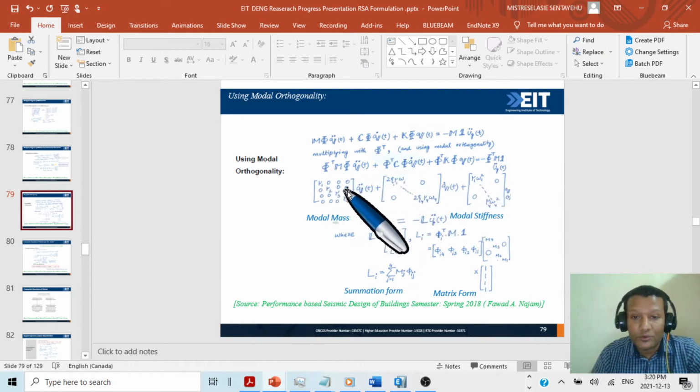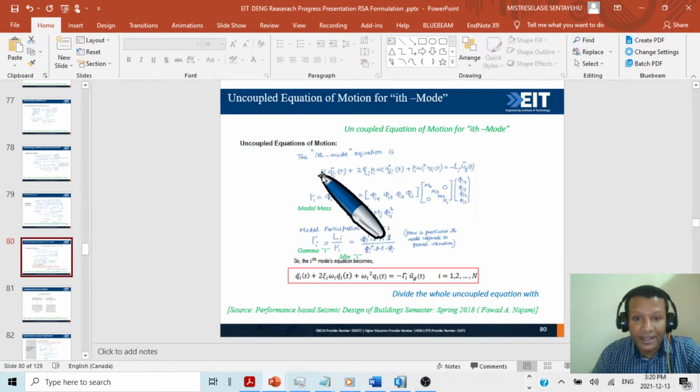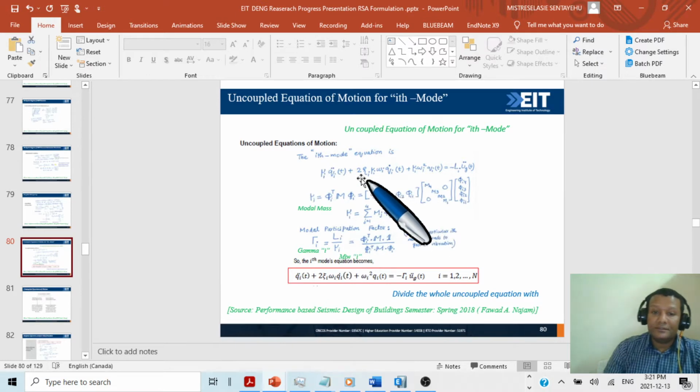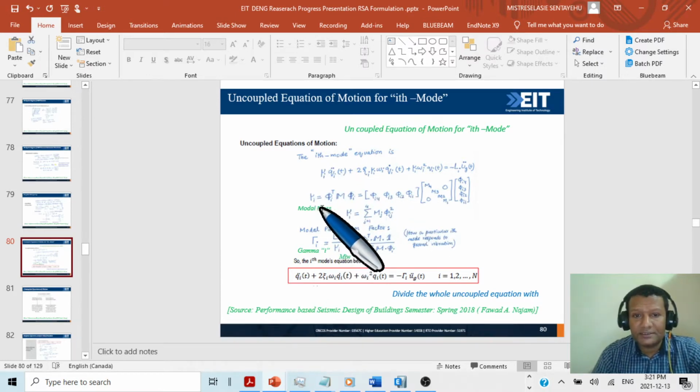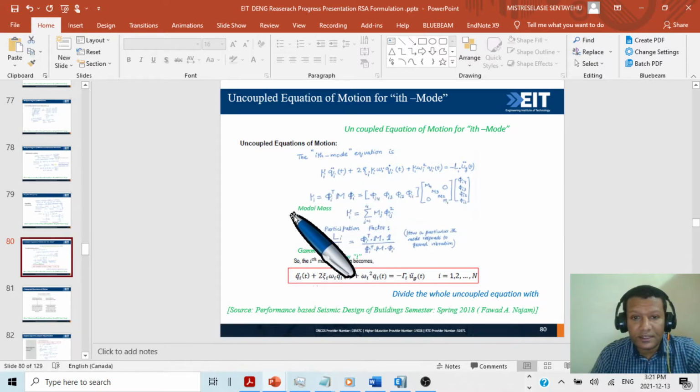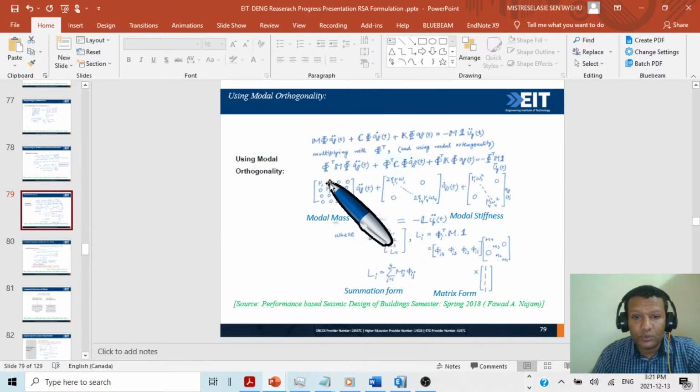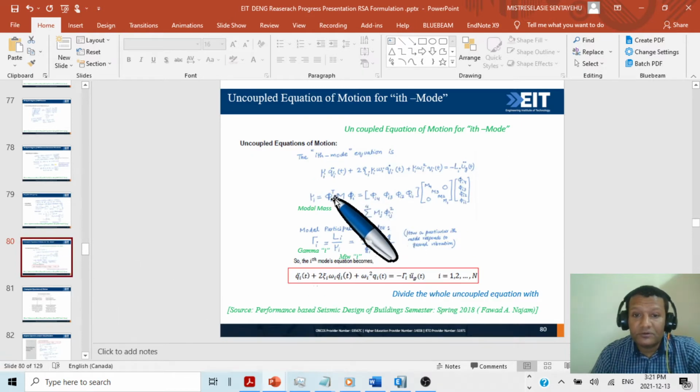For the second mode, we are going to use this. For the third mode, we are going to use this. For the fourth mode, we are going to use this. So if we take the first line, this is the i-th mode equation. This is the uncoupled equation of motion. This is what we need, the uncoupled equation of motion. Then mu, as we discussed, is the diagonal matrix, the mass matrix. This one is the modal mass, so phi transpose m times phi is equal to this one. This is in the summation form, and this is in the matrix form.